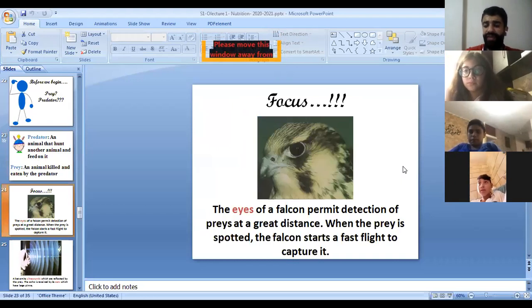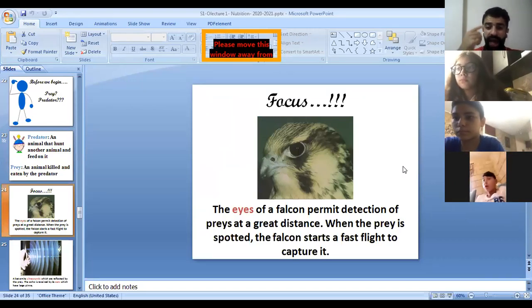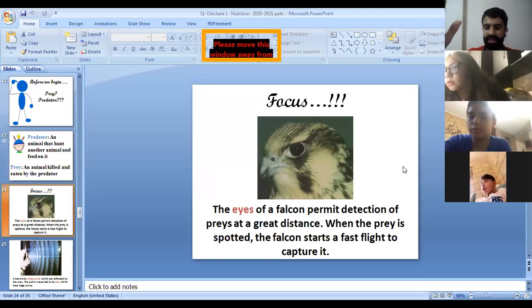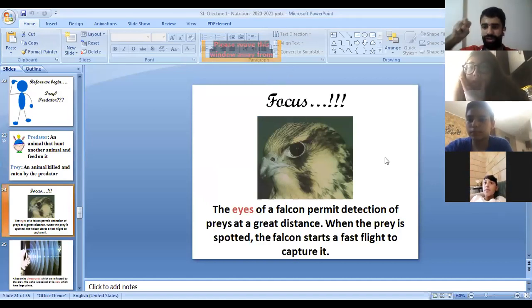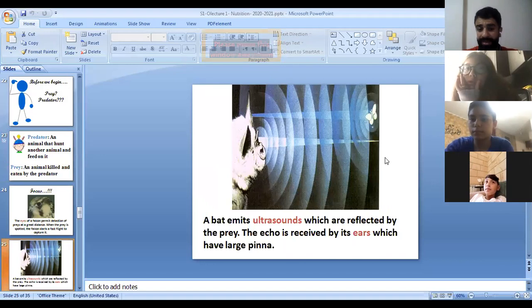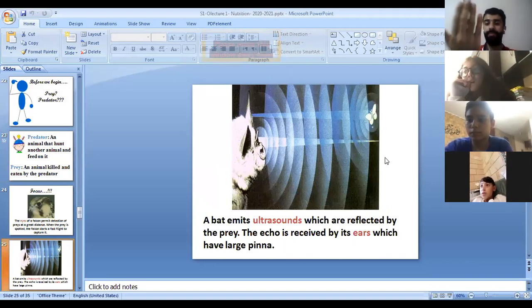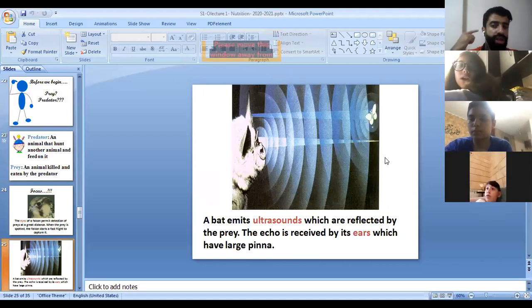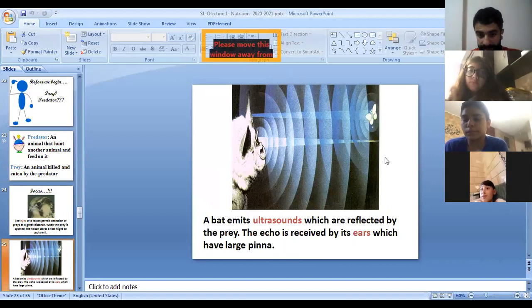So the eyes of the falcon permit detection of the prey. They can see the prey using their eyes over a great distance. When the prey is spotted, they start a fast flight and capture it. A bat emits ultrasound. These sounds will be reflected and come back from the prey. So they hear it using the ears and they will catch it and eat it.